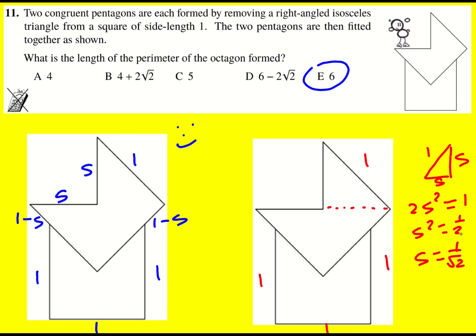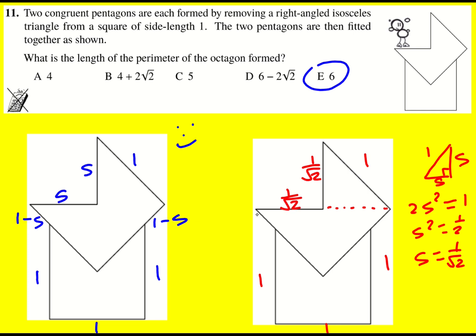In fact, this is a useful result to know. Whenever you have a right-angled isosceles triangle, whatever you have as the hypotenuse, you just divide it by root 2. So if this was x, this would be x over root 2. Okay, so now I see that I get 1 over root 2, I get 1 over root 2.